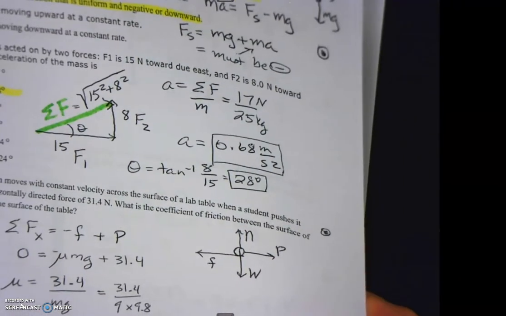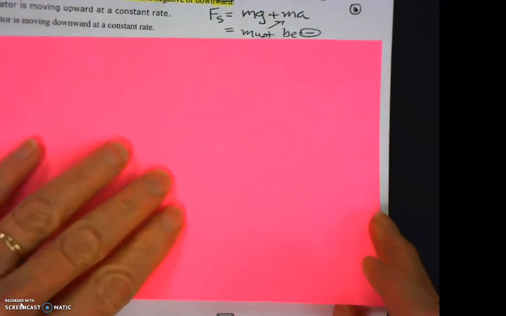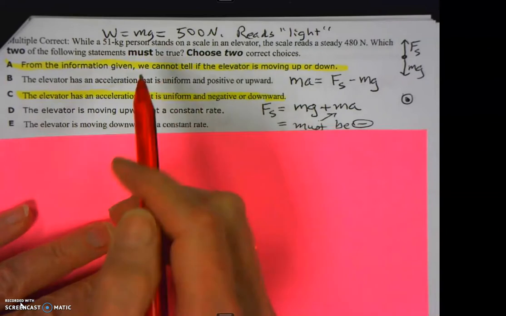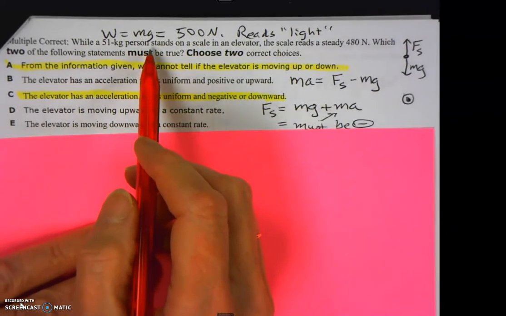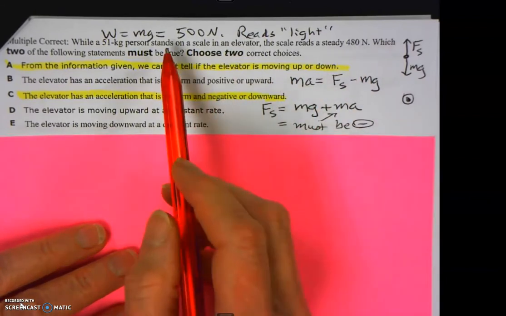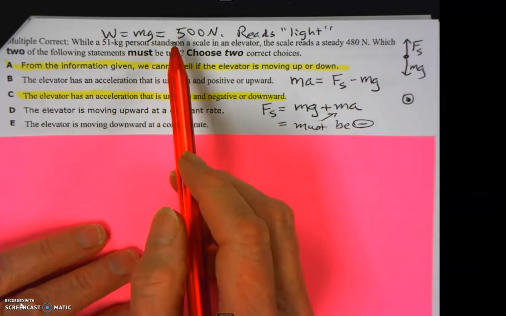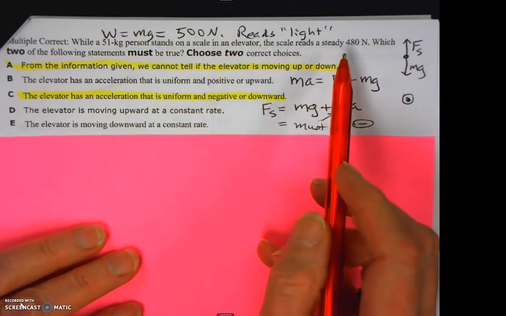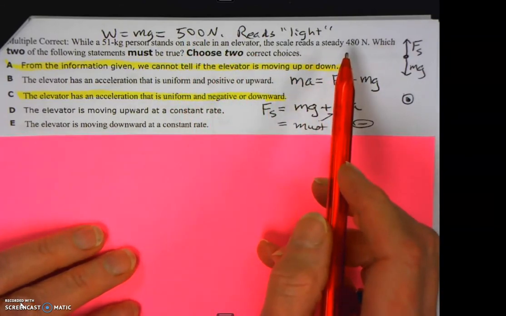Turning the page here, we have an elevator problem. And in this problem, we are told that the weight of the person is not, if we can calculate it, the true weight. That is, the scale reads a number, in this case, that's light. I use W equals mg to find the weight of the person. And then right there, I have 480 newtons, so I know it's reading light.